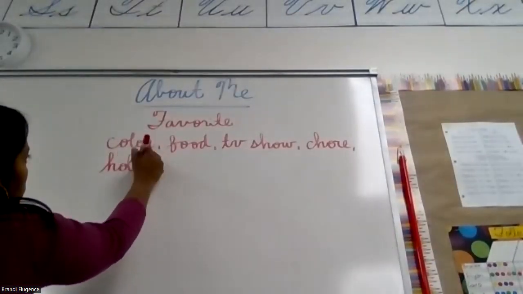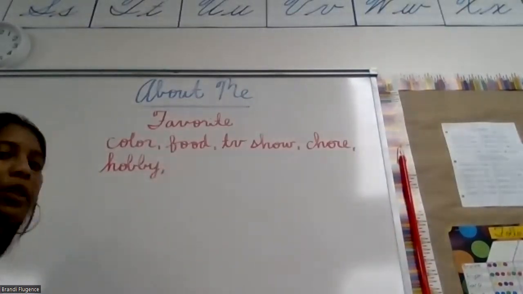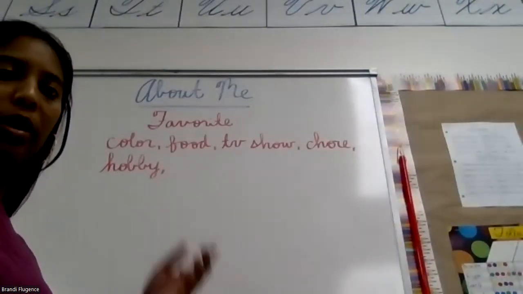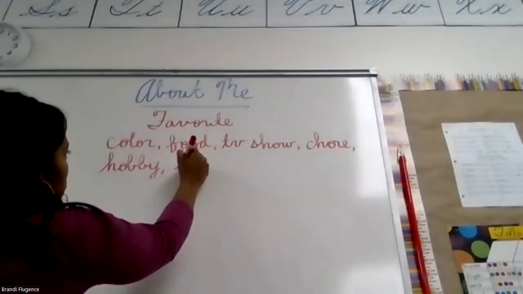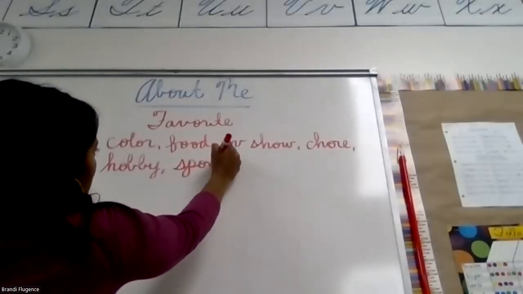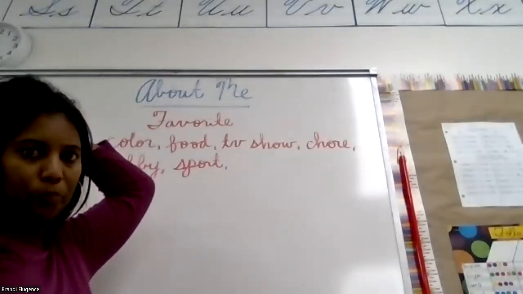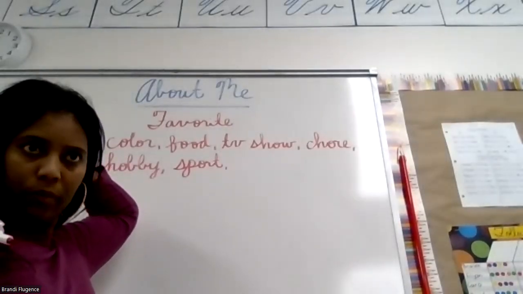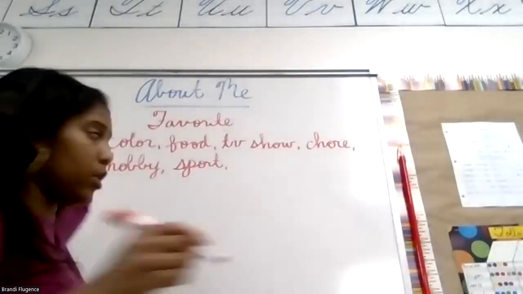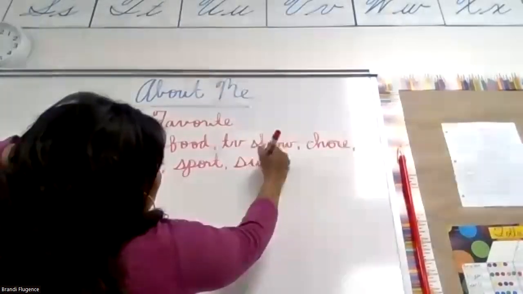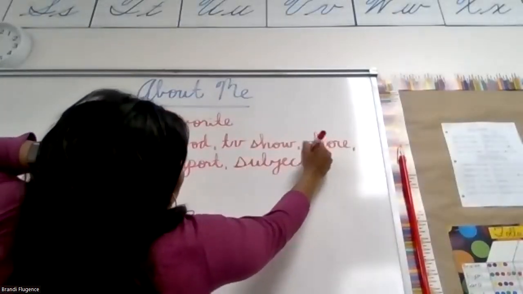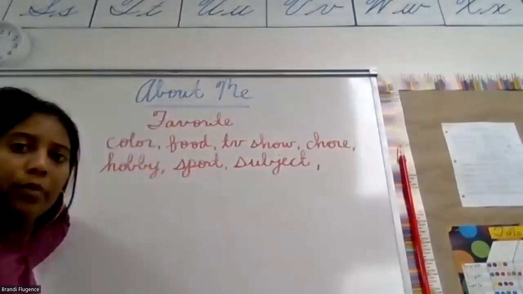A hobby is like if you play baseball, you dance, things like that. That's a hobby. But we can also say sport as well. Favorite sport. What else could we tell people? Our favorite subject. Subject in school, our favorite subject we like to learn in school. Okay, what else? My favorite.